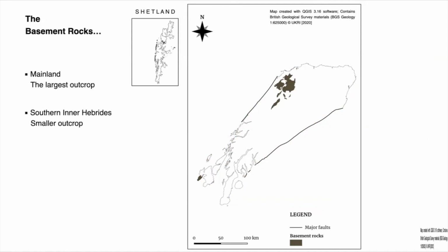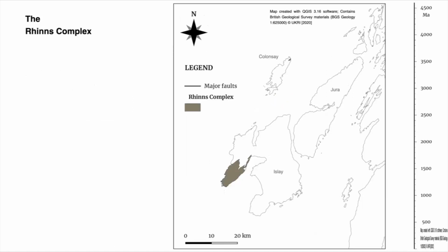Let's start with the smaller outcrop, which is so small that if we didn't have a blank map and we weren't aware of it, we probably wouldn't even realize it's there. So let's zoom in to the islands of Islay and Colonsay. The basement rocks here are known as the Rhinns complex, which for long was believed to be part of the Lewisian complex of the Hebridean terrane, or at least it was believed to be very similar to it, much like the basement rocks of the Northern Highlands. But it turned out that wasn't the case.